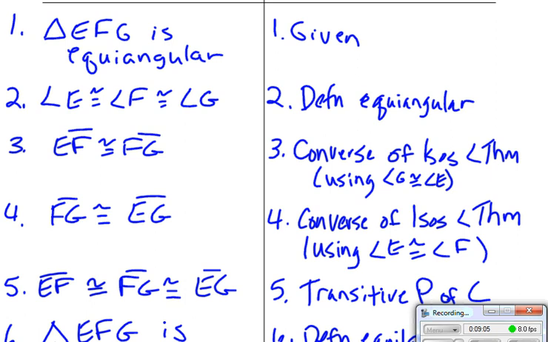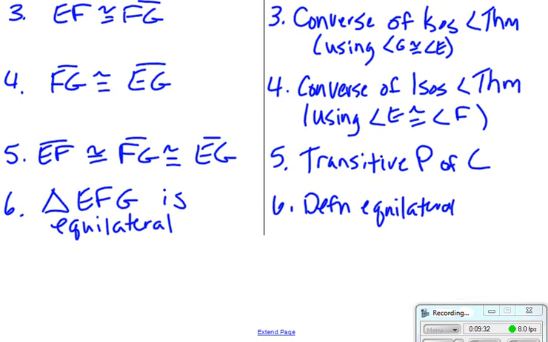We start with our givens and use the definition of equiangular to get all three angles congruent. This time, since we're going backwards, we're going to have to use the converse of the isosceles angle theorem, not the isosceles angle theorem itself, to get the sides from the angles. I've done that with EF congruent to FG and then FG congruent to EG. You can choose any pairs you want as long as you include all three. Once you have all three, that leads you to the transitive property to get all three congruent to each other, which is our definition of equilateral. Therefore, the triangle would be equilateral.